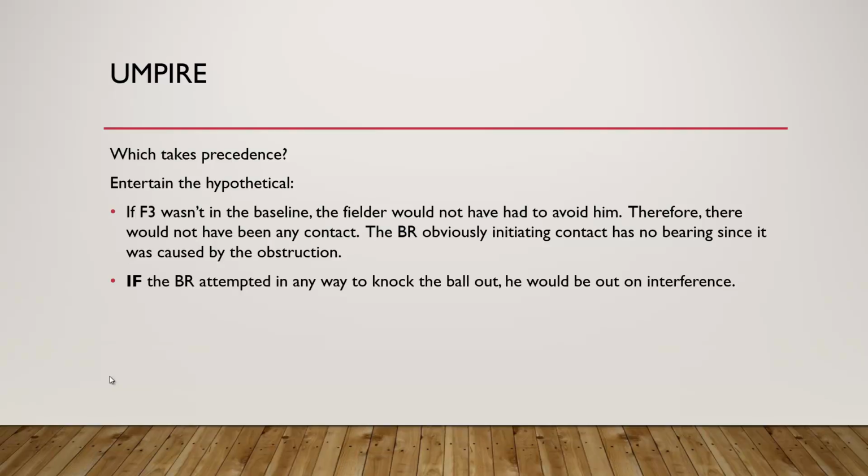Now, if the batter runner attempted in any way to knock the ball out of the pitcher's hand or glove or whatever, we could call interference and he would be out there. However, we're going to rule obstruction on this. There's nothing in the obstruction rule that has anything to do with another fielder attempting to make a play. It doesn't matter. The play had been made. There was a fielder in the base path. It's unfortunate. It's unintentional. It happened. But we've got obstruction, and you're going to award the batter runner first base.